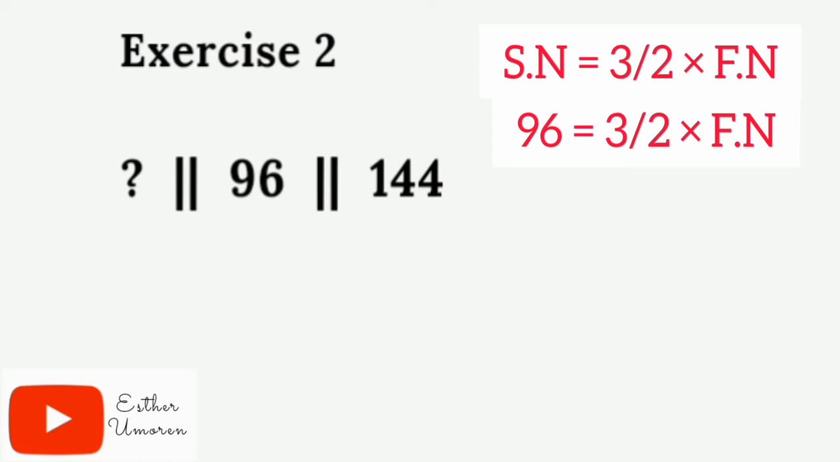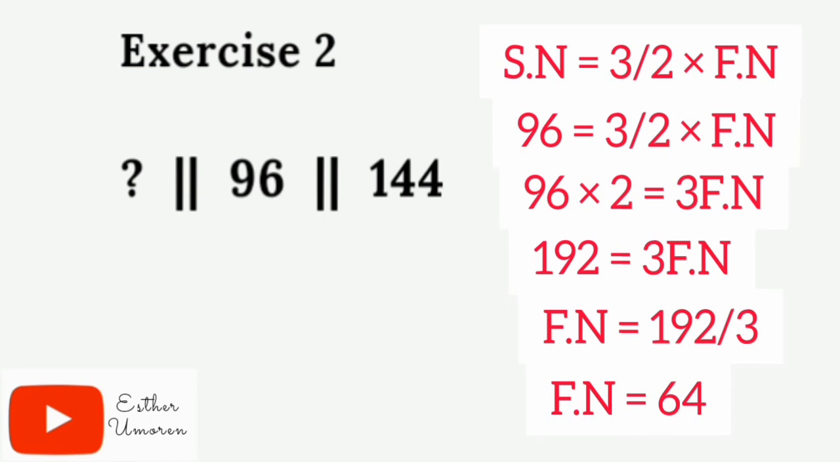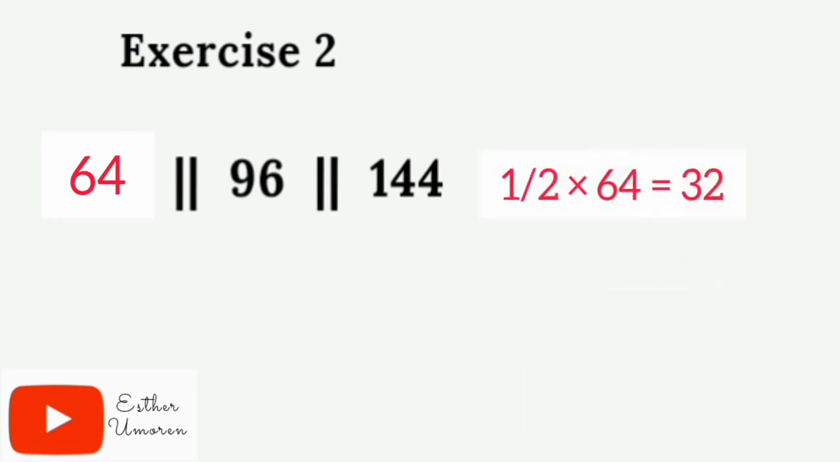Okay. So 3Fn at the right hand side now is the same thing as 96 times 2. And 96 times 2 gives us 192 is 3Fn. All right, so we will divide both sides by 3 and our answer is 64. All right, the question mark there is 64. How can we check if we are correct? 64, half of it is 32. All right, and when we add 64 plus 32, we will have 96. That means that is correct.